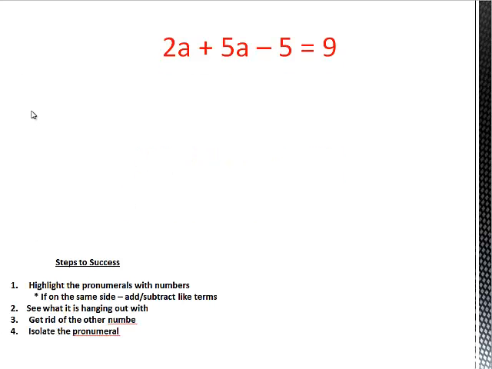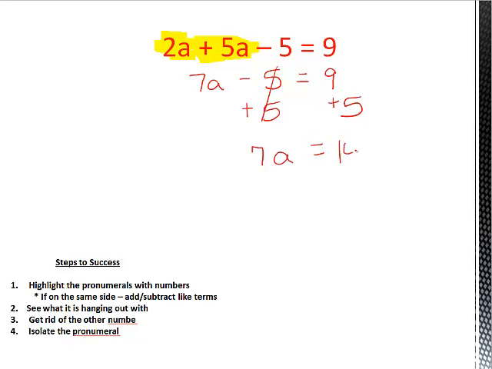Let's try this one. We have 2a plus 5a. They are the pronumerals that we'll highlight, and the sign plus in front. 2a + 5a = 7a. So we join them together because they're like terms, and we have 7a, we bring down the negative 5, and it's equal to 9. a is hanging out with the 7, so we have to kill off the negative 5. We add 5 to both sides of the equation. That kills it off. We end up with 7a = 9 + 5, which is 14.